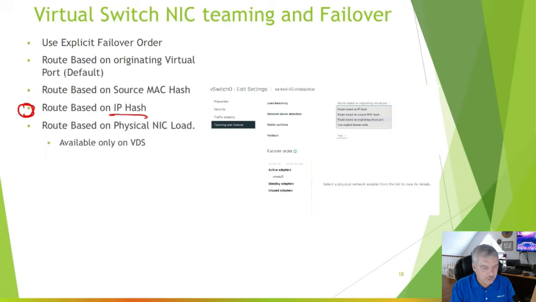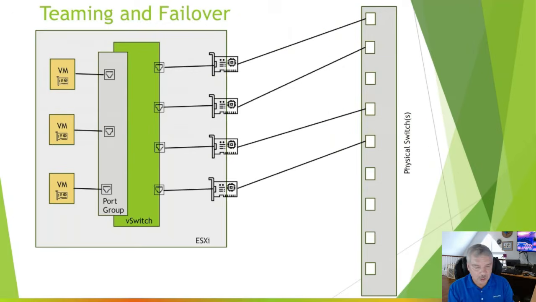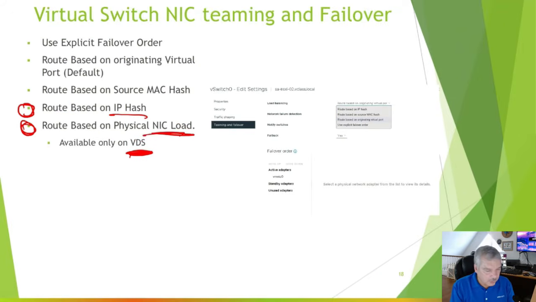The last one is route based on physical NIC load, which I kind of like. This is only available as an option on the vSphere distributed switch. So it's not on standard switches. Let's say I've got, and again, this basically does not need LACP or anything like that. It basically, see, a route based on originating port, that's the default. It's basically a variation of that.